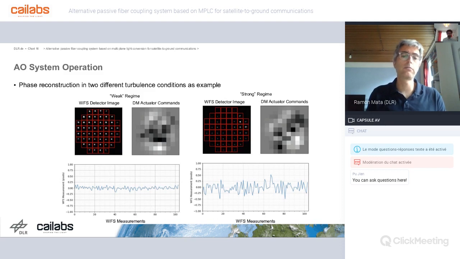Here you see a small image of the adaptive optics system running. You see the Shack-Hartmann sensor and also the DM actuator commands in the top figures. And then down here you see the actuator commands on an XY scale. From the left part there's the weak regime, and then the strong regime is on the right part. So you see the difference in the actuator stroke that was applied to the deformable mirror.